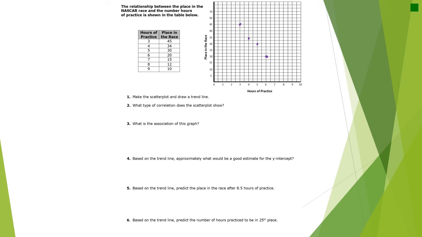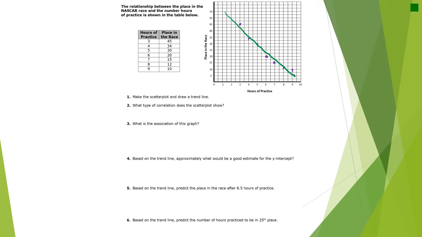At 7, we're at 15. At 8, we're at 12. And at 9, we're at 10. Okay, so if I want to draw a trend line through this data, I'm going to use a different color for my trend line. My line would kind of go right through the middle like that.